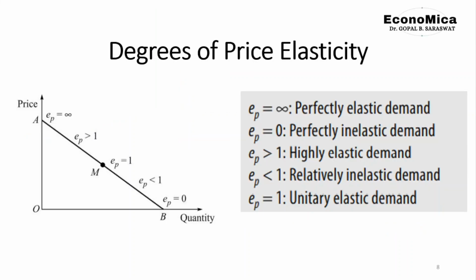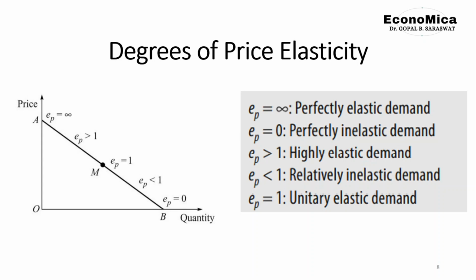So, if we summarize all 5 degrees of price elasticity, we can say that if elasticity of price is infinite, which is EP equal to infinite, it means that the demand is perfectly elastic, and the demand curve is parallel to the x-axis. If EP is equal to 0, it means a perfectly inelastic demand curve, where you do not have any change in quantity demanded due to change in prices.